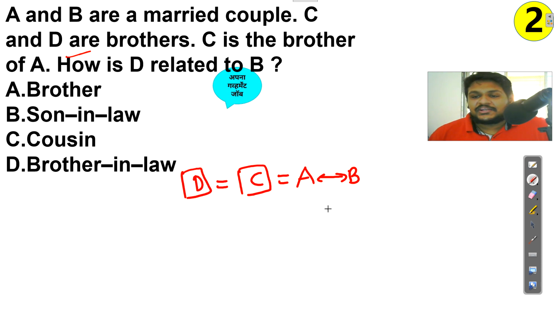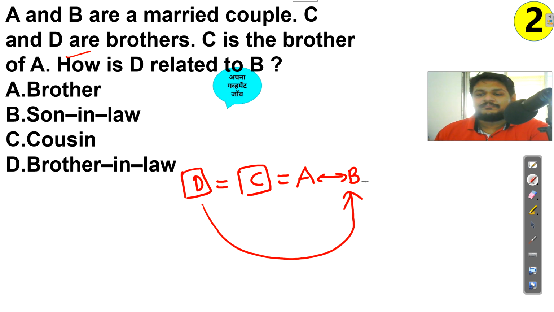How is D related to B? So suppose B is wife or husband, whatever. But you know that if your brother's brother, what will he be to your wife? It is your brother-in-law, right? And if they have a sister also, then she is sister-in-law of B. Whether B is husband or wife does not matter actually. So this is the thing. Okay, already we saw this.